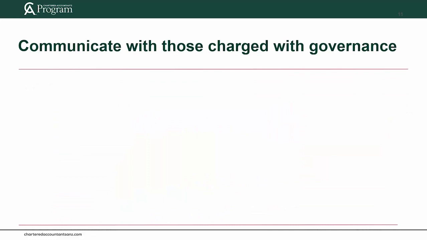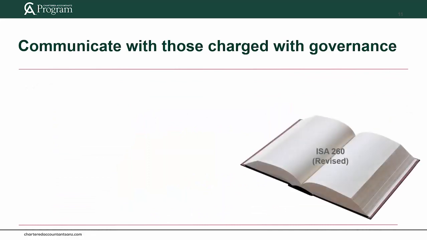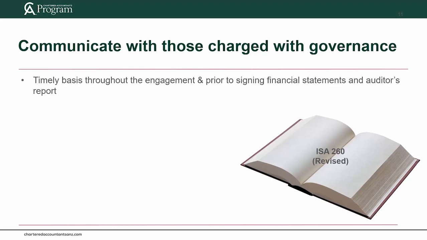ISA 260 Revised is an overarching standard that addresses communication between auditors and those charged with governance. There are also some specific communication requirements detailed in some other auditing standards such as ISA 265 on deficiencies in internal control and ISA 450 on misstatements. Under ISA 260 Revised, the communication should be on a timely basis throughout the engagement and prior to signing the financial statements and auditor's report.